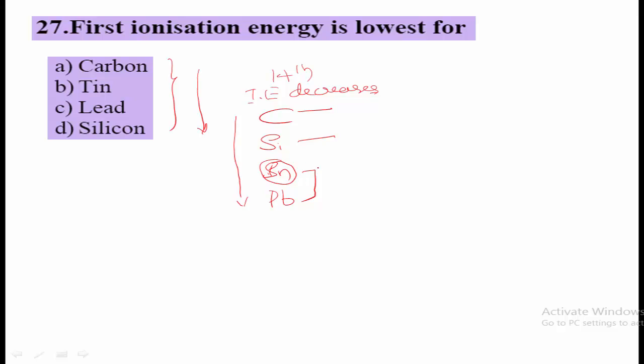It is because of the poor shielding, or you can also say the screening effect, of the d and f electrons. Due to this poor shielding, the ionization energy for tin is lesser than lead, and hence among these four options tin has the lowest ionization energy. Option B is the right one.